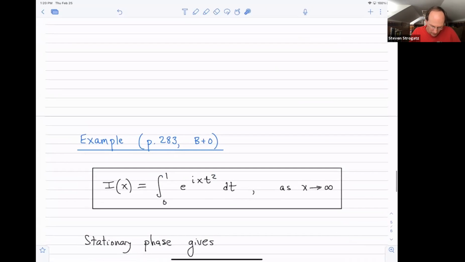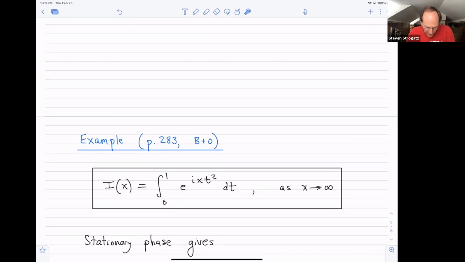Here's my little warm-up example. But this will illustrate the main ideas for the method of steepest descent. And it's taken from the book on page 283. All right, so there it is. It's an integral of e to the i x t squared, but it doesn't go over minus infinity to infinity or anything like that. What makes it difficult is that it just goes from 0 to 1. If it went all the way out to infinity, we could do it exactly. But here we're only going to do it asymptotically as x goes to infinity. It's not a very convenient definite integral.